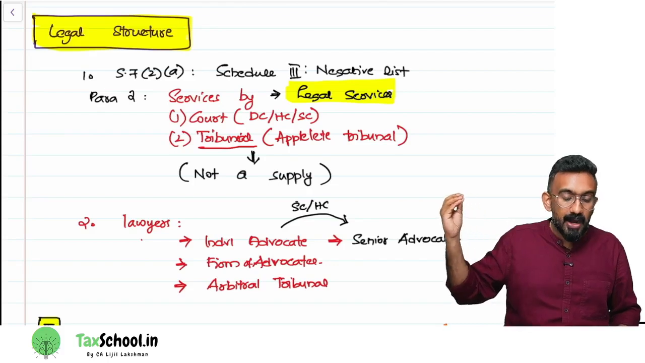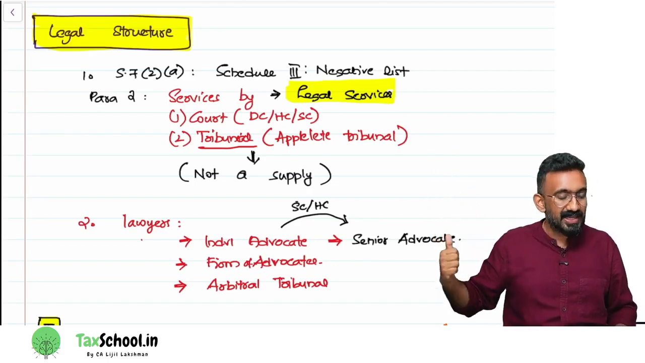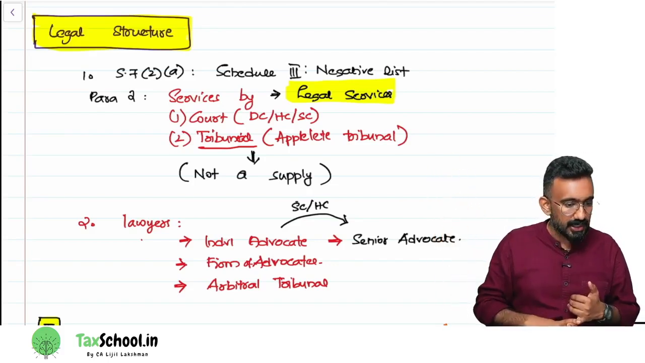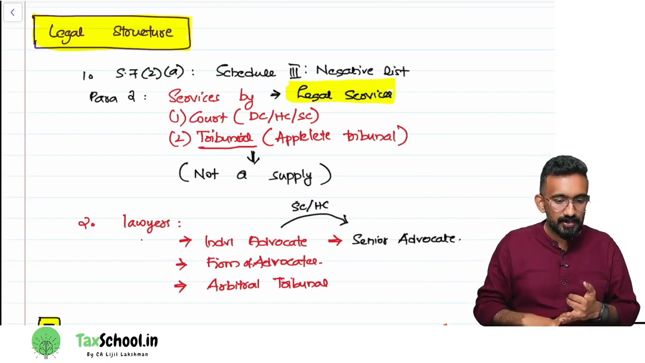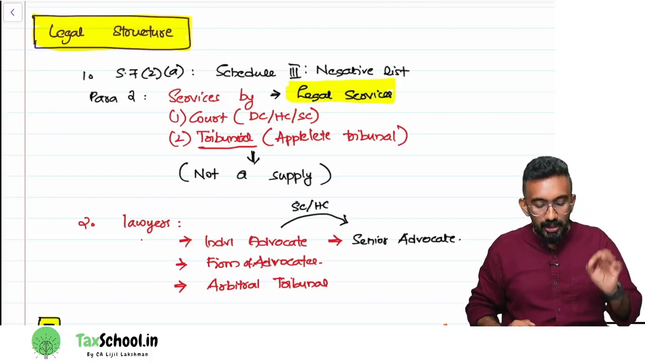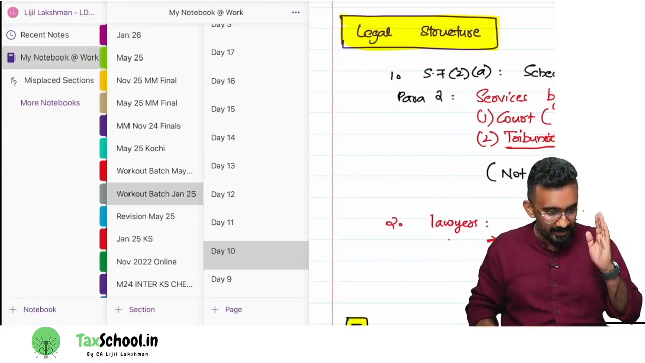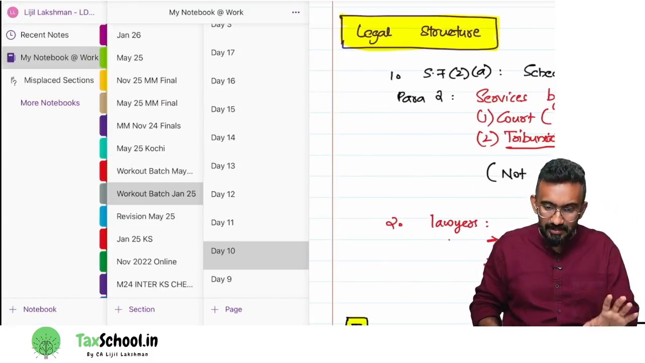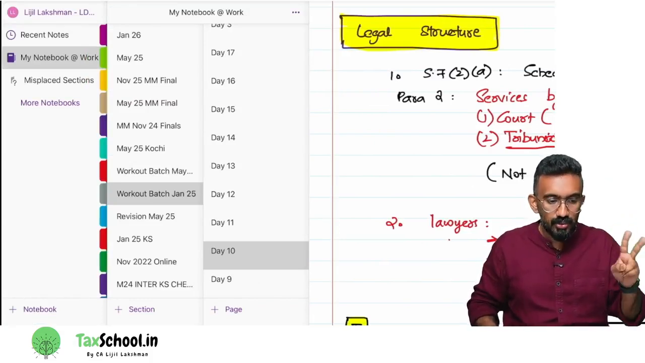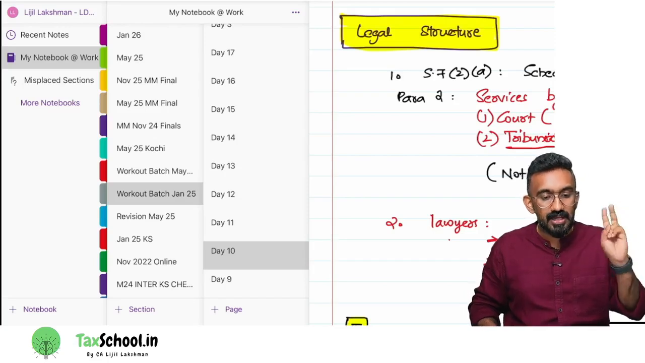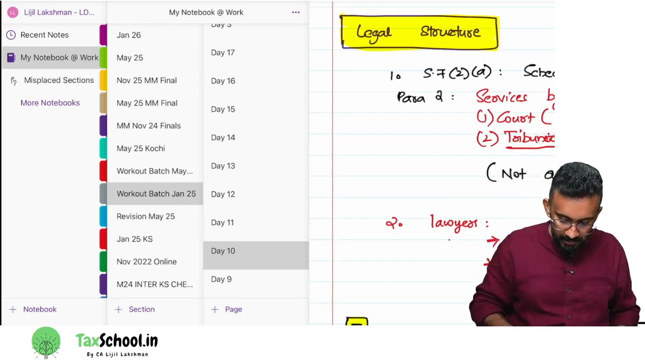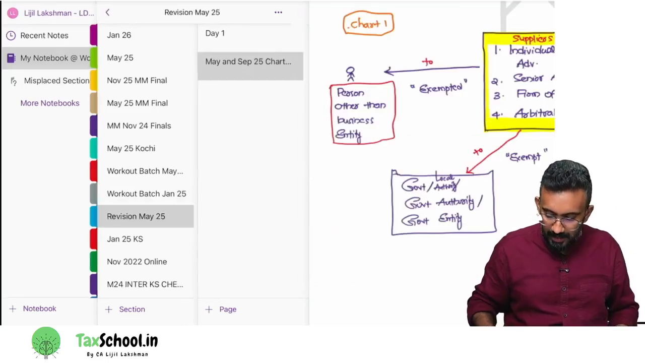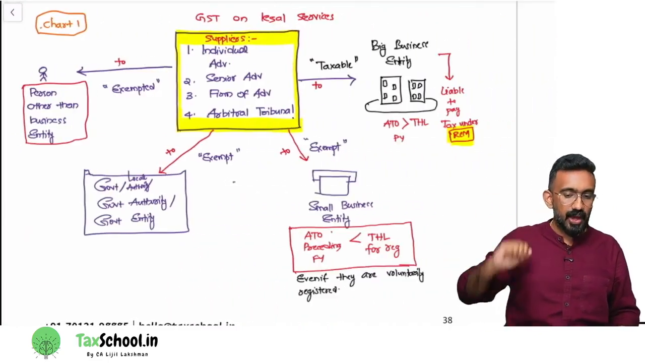But apart from the court, all these bodies will collect money. An individual advocate will collect money, a senior advocate will collect money for representation, a firm will collect money, and an arbitral tribunal will collect money. Question number 1: are the fees paid to advocates and arbitral tribunals always taxable? Question number 2: when will it be taxed under FCM, and when will it be taxed under RCM? This is what we are going to answer. The answer goes like this. To answer that, you have to refer to this chart.